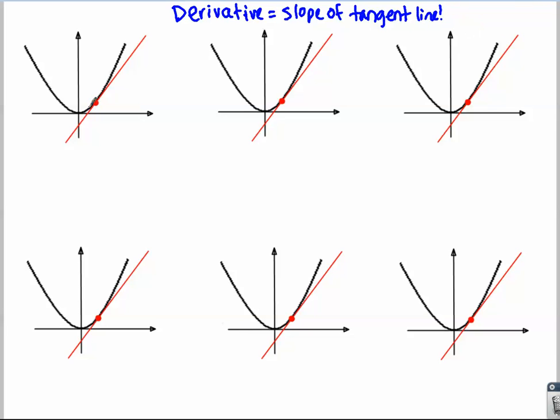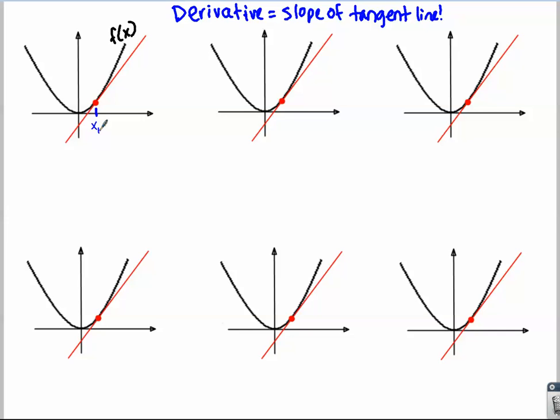So here you see a function. This is our parabola. We'll call this parabola f of x. And the red line is a tangent line. It is tangent, let's say, at the point x sub 1. And I need to find the slope of that line.